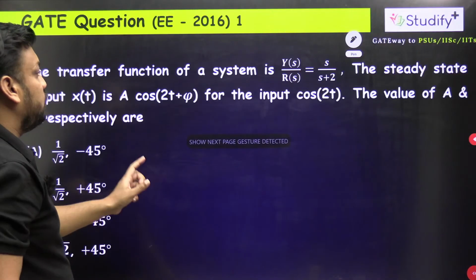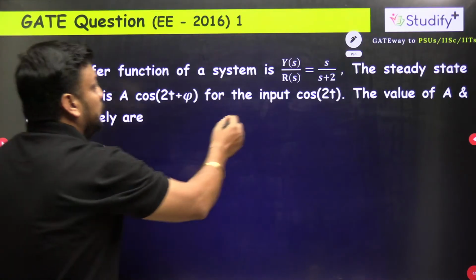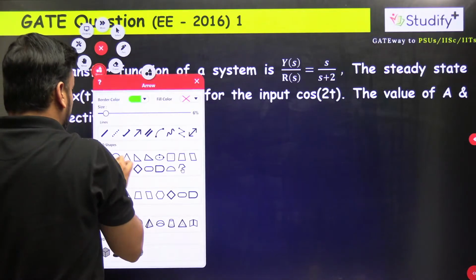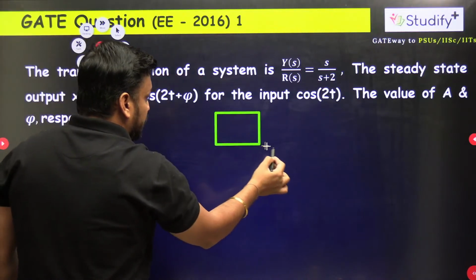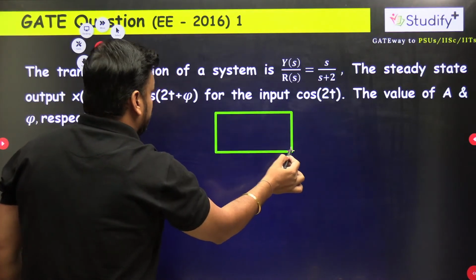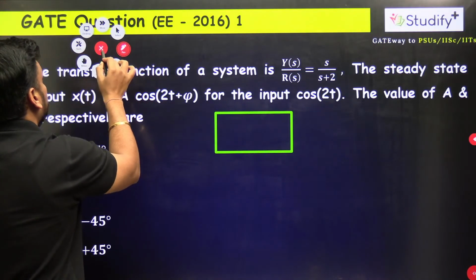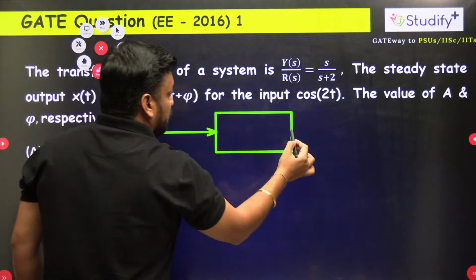And it is quite similar to this question, with a few changes. Now students, here also a transfer function is given to us. So here I will make the diagram for you so that you can easily recognize what we have to do. I am making a small diagram here. This is my transfer function. And we will represent the input like this. Here we have input and here we'll generate the output.